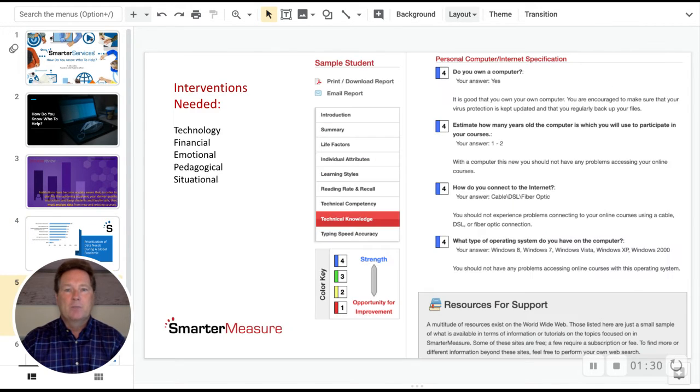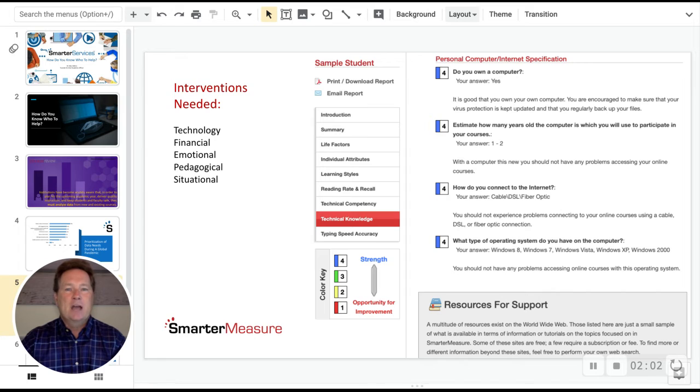Well, I just wanted to point out to those of you who use our current services, and for those of you who don't use our services, to become aware that much of this data you are already collecting through SmarterMeasure and through SmarterID. SmarterMeasure is a treasure trove of this type of data. Some of the categories of interventions that students need are technology, financial, emotional, pedagogical, and situational. Data about each of these things is included in your SmarterMeasure data set.